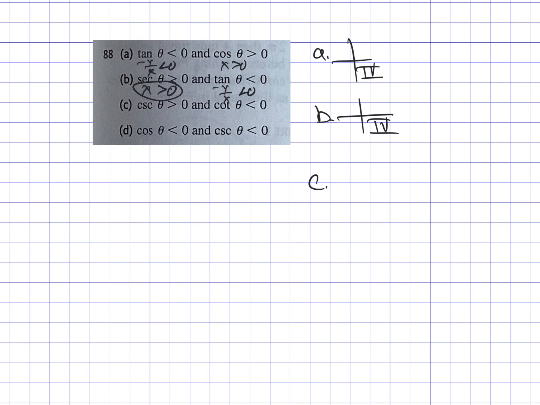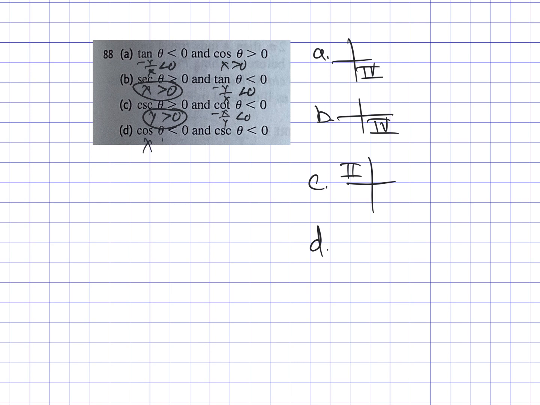All right, C, cosecant is the 1 over sine, so that's y. Y is positive. Cotangent is x over y. So for that to be negative, one has to be positive and one is negative. So since y is positive, x is negative. If x is negative and y is positive, you are in the second quadrant.